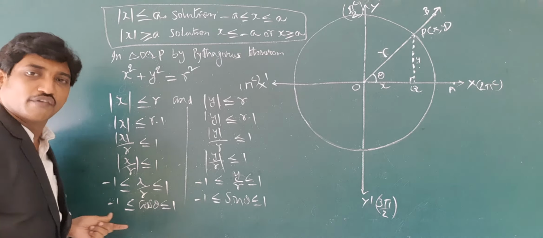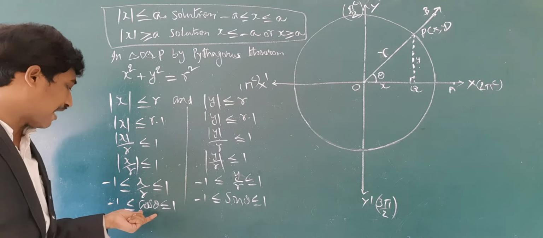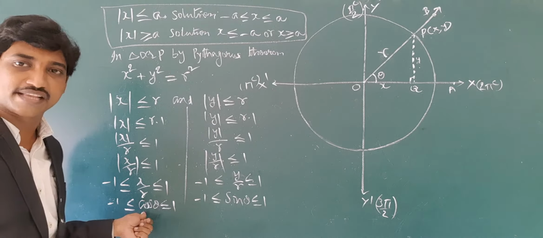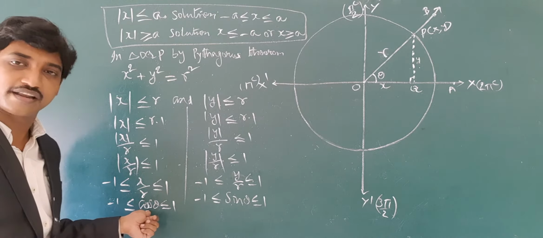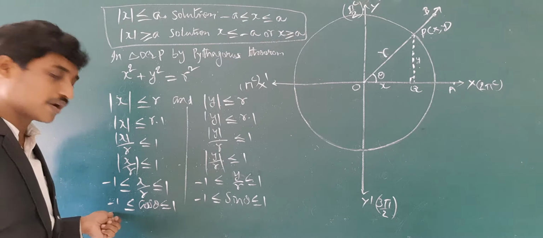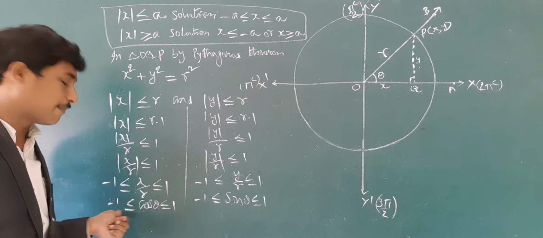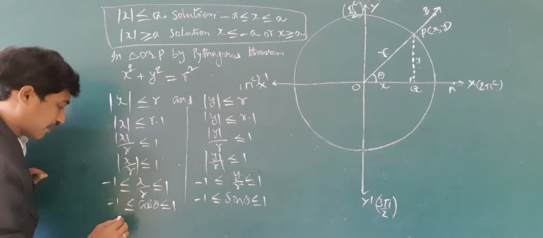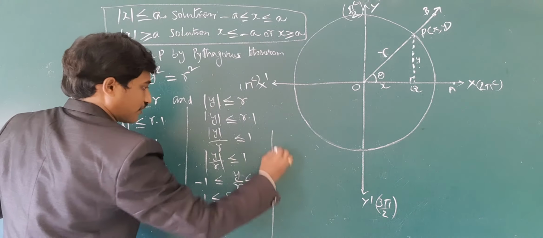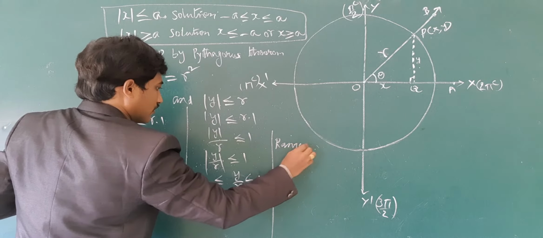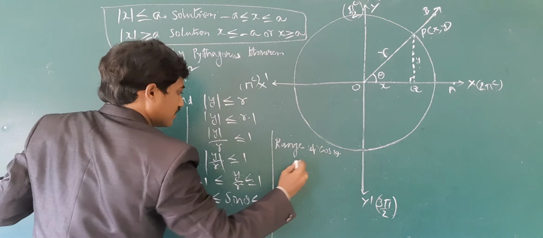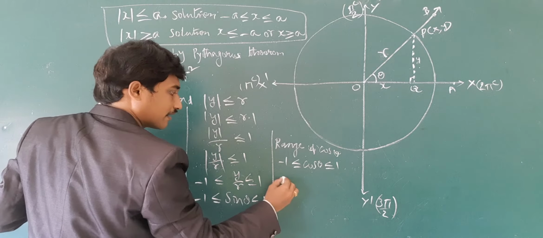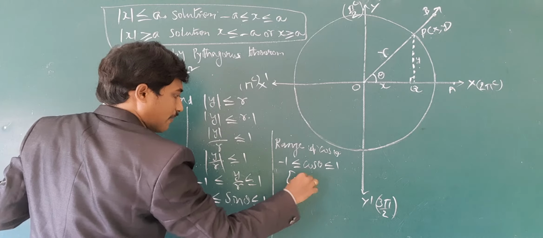So from this we come to know cos theta value lies between minus 1 and 1. Cos theta takes either the value 1 or minus 1, or a real number between minus 1 and 1. So we can write the range of cos theta as minus 1 less than or equal to cos theta less than or equal to 1, or the range of cos theta as the closed interval minus 1, 1.